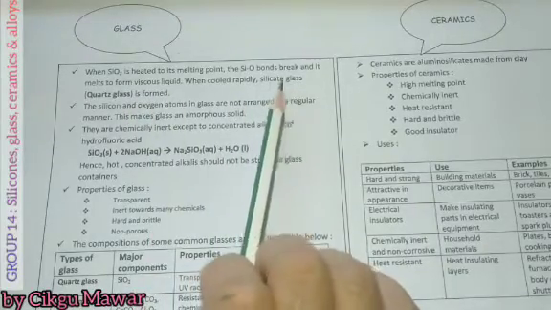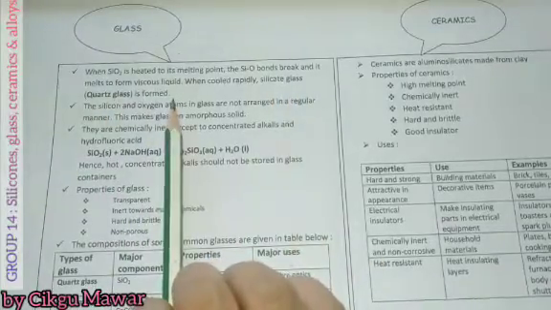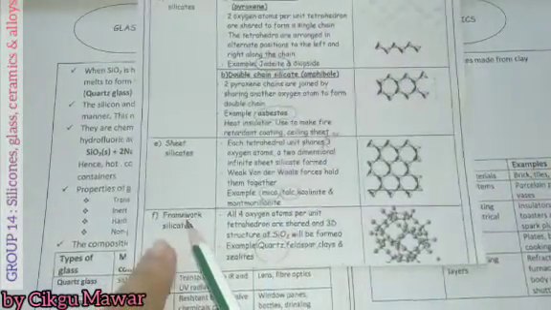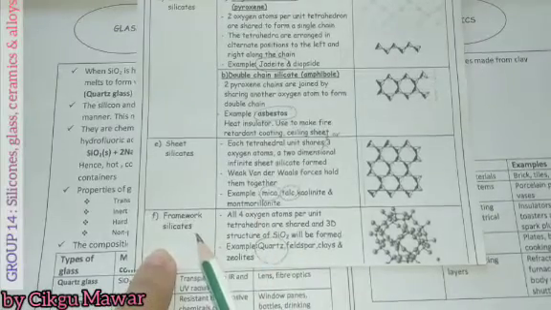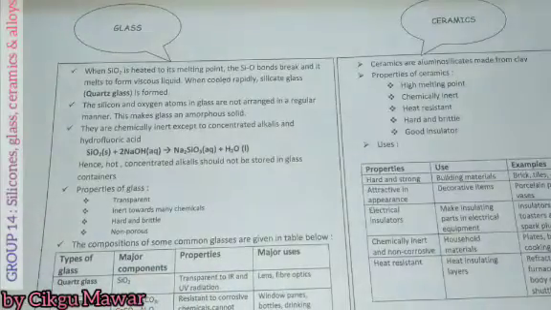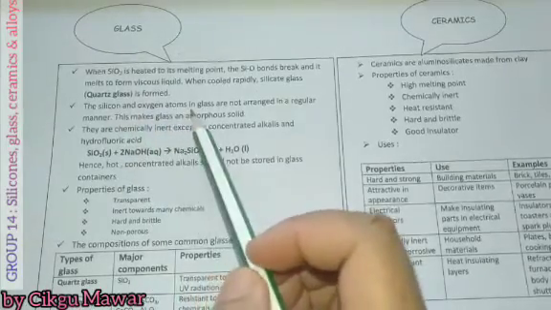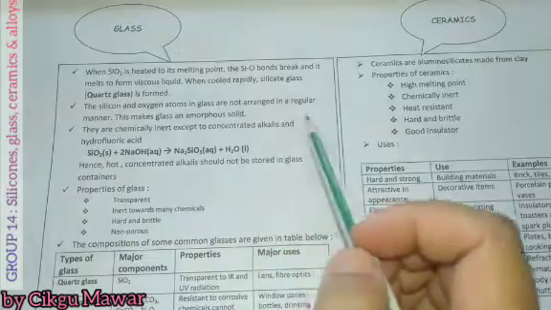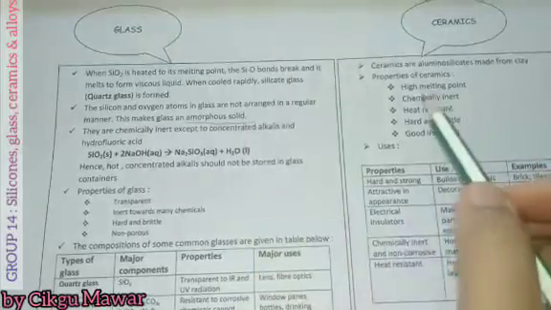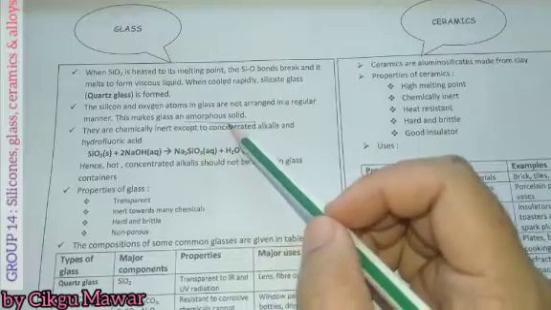Then silicate glass, which is quartz glass, is formed. And we know that quartz is a framework silicate, which contains SiO2. We see that this quartz glass contains silicon and oxygen atoms, but they are not arranged in a regular manner. So that is why glass is an amorphous solid, because it cooled rapidly.